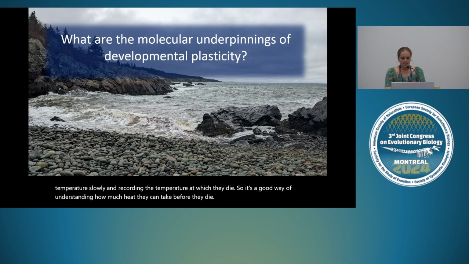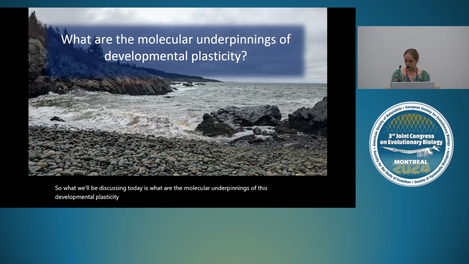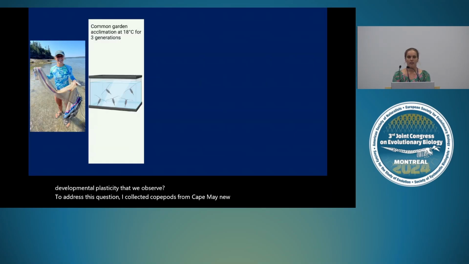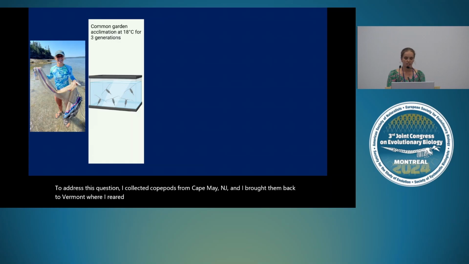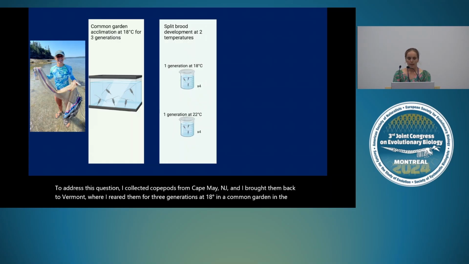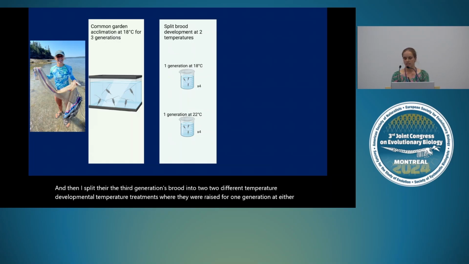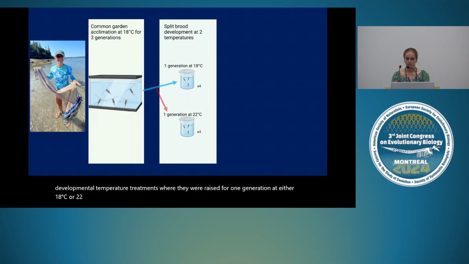So what we'll be discussing today is what are the molecular underpinnings of this developmental plasticity that we observe. And to address this question, I collected copepods from Cape May, New Jersey, and I brought them back to Vermont, where I reared them for 3 generations at 18 degrees in a common garden in the lab. And then I split the 3rd generation's brood into two different developmental temperature treatments, where they were raised for 1 generation at either 18 degrees Celsius or 22 degrees Celsius.